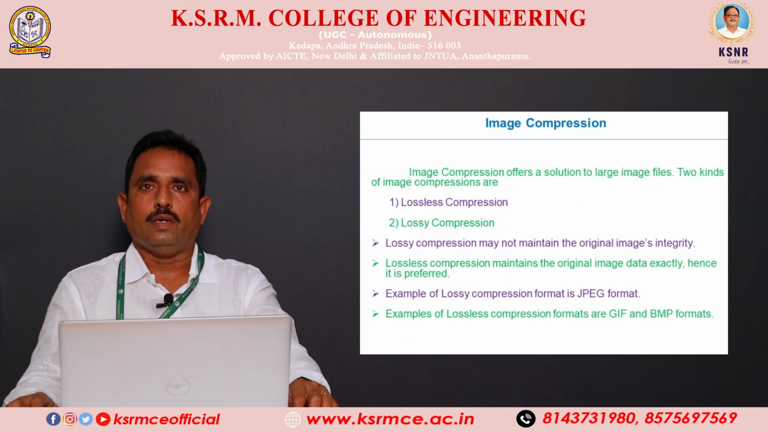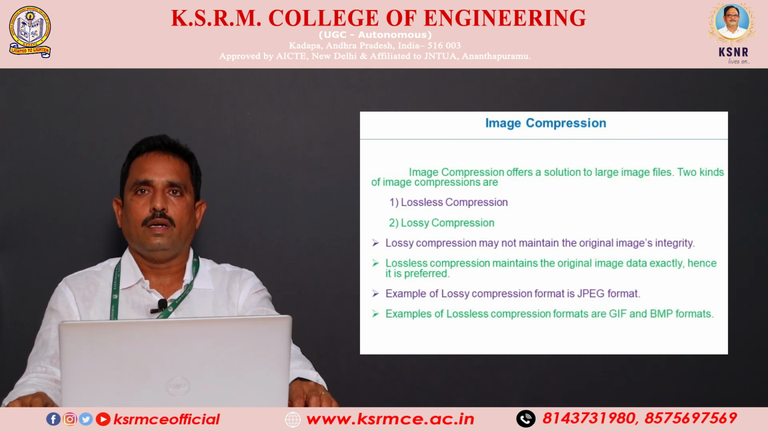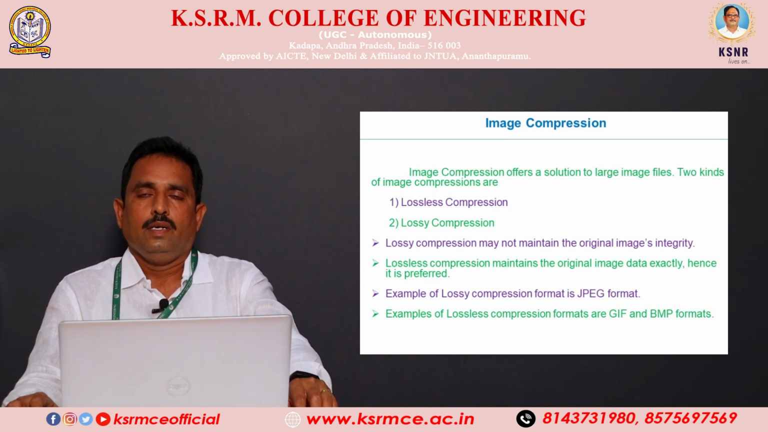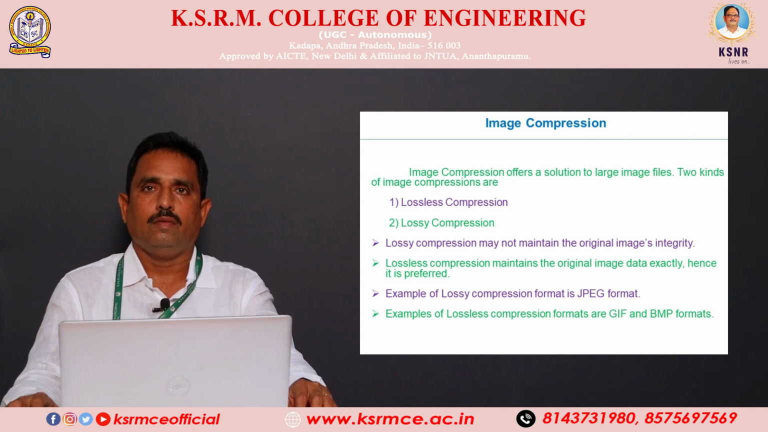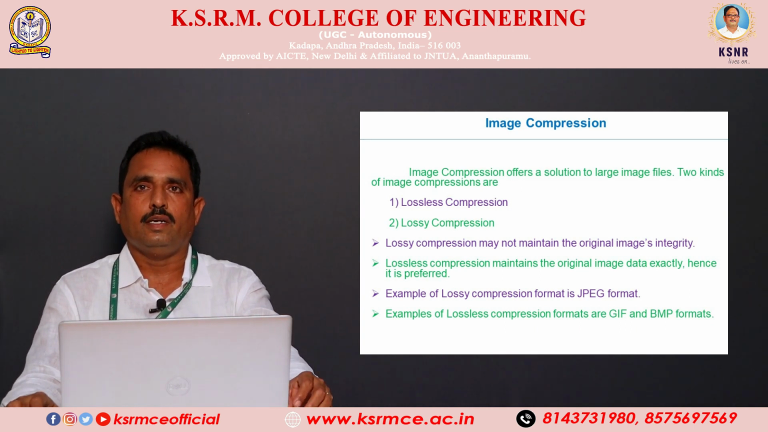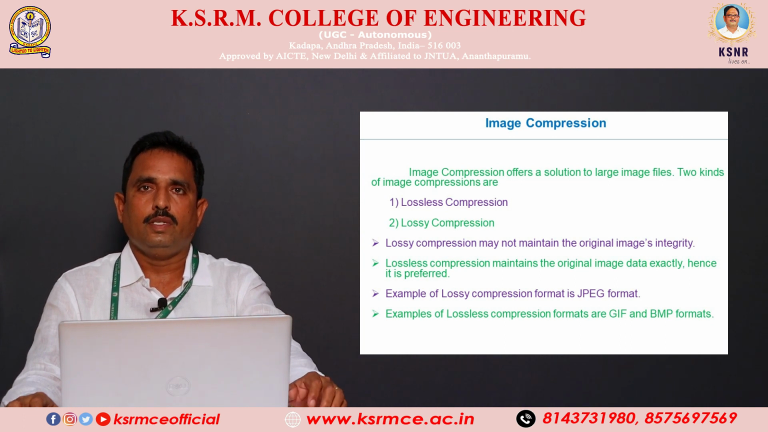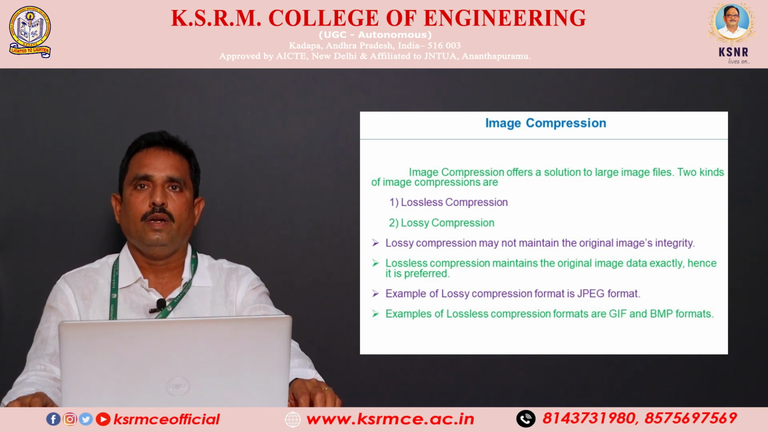Next, image compression. There are two types: lossy image compression and lossless image compression. In lossy compression, the image file does not maintain the original integrity, whereas in lossless compression it maintains the original integrity. JPEG is an example of lossy compression, and BMP, PNG and GIF are examples of lossless image compression.